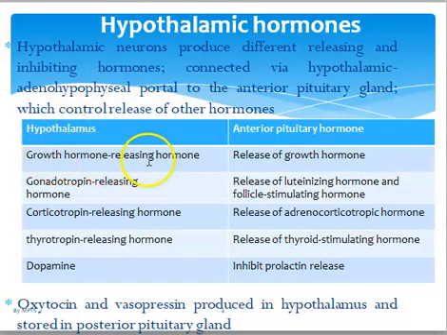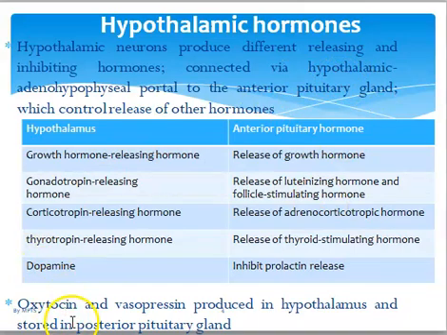We have the growth hormone releasing hormone, which stimulates the release of growth hormone. The gonadotropin releasing hormone stimulates the release of luteinizing hormone and follicle stimulating hormone. Corticotropin releasing hormone stimulates the release of adrenocorticotropic hormone, and the thyrotropin releasing hormone stimulates the release of thyroid stimulating hormone. Now, dopamine is the only inhibiting hormone: dopamine inhibits the release of prolactin from the pituitary. Then I will explain all this later on.